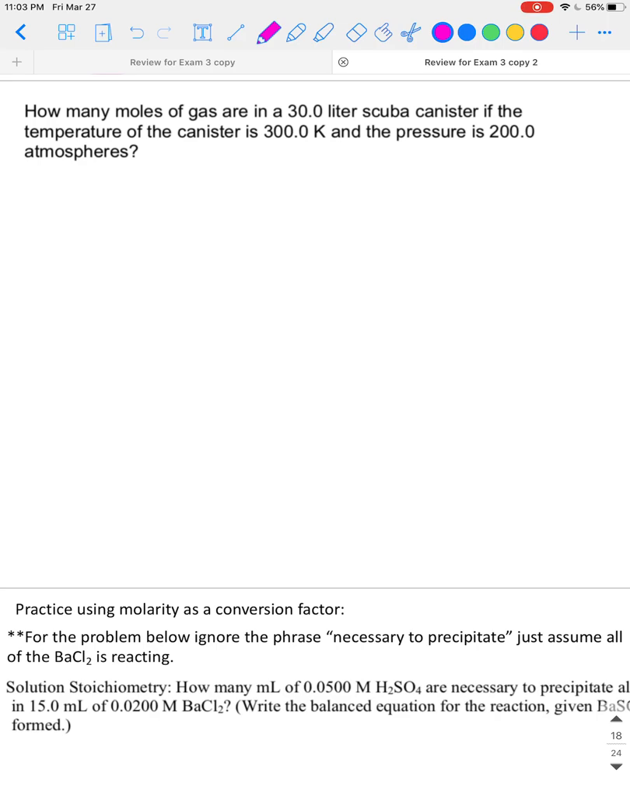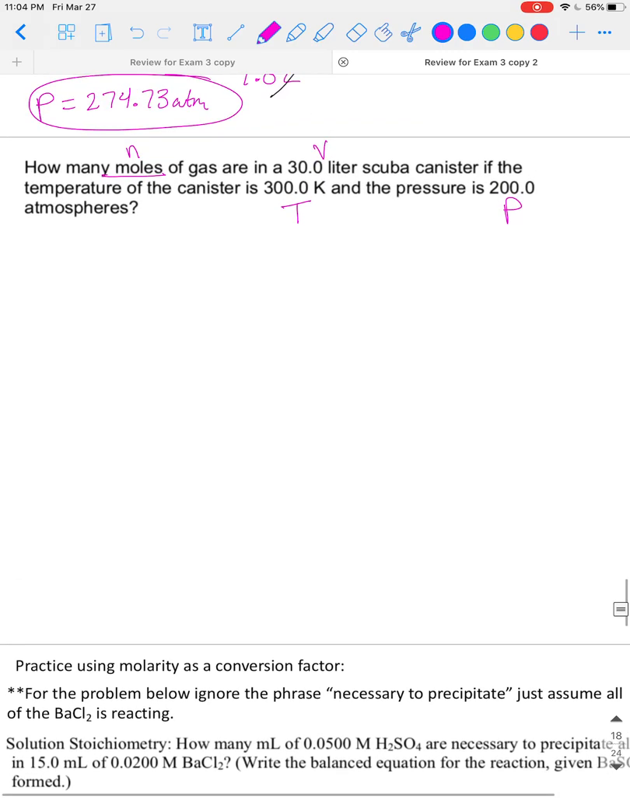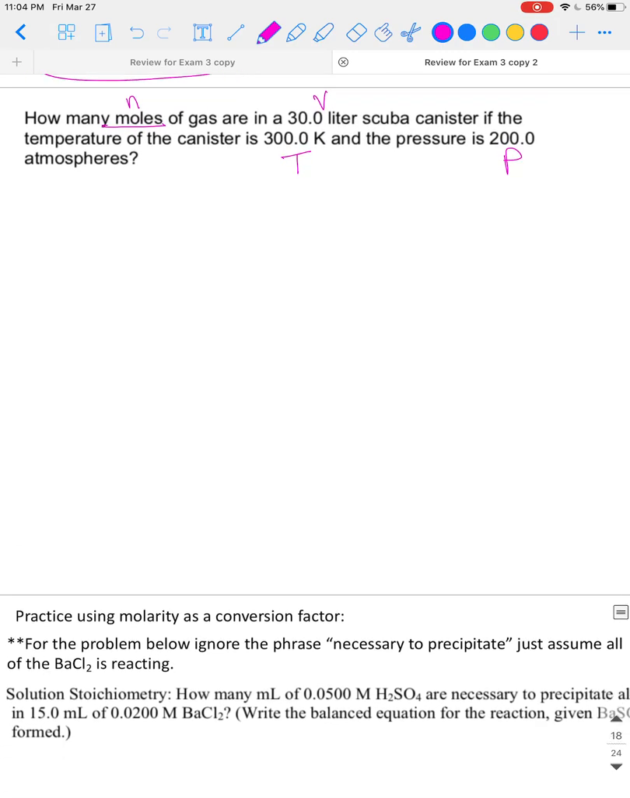So let's go through and label the variables we're given. We're looking for moles, which is n, the number of moles. We are given a volume in liters, a temperature in Kelvin, and a pressure in atmospheres. We always know R. And so again, PV equals nRT. I think this is the last PV equals nRT problem we have on the review. So we're going to use that equation.